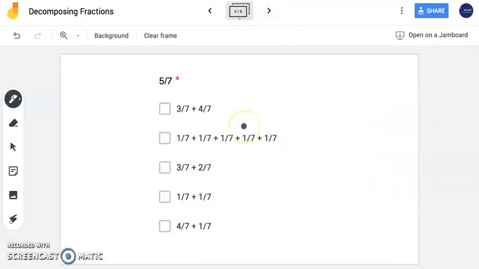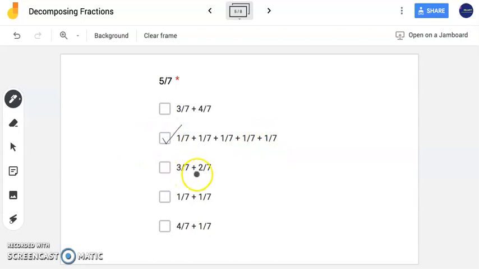Now in this problem here, you have 5/7. Your task today is to figure out which other expressions represent 5/7. Now I notice here there's boxes, which is telling me there's going to be more than one answer. So we're going to go through each of these expressions and see if it equals 5/7. So here we have 3/7 plus 4/7, which is 7/7, so that can't be. But here I notice all my denominators are the same, so I can just add my numerators. 1 plus 1 is 2, 2 plus 1 is 3, 3 plus 1 is 4, 4 plus 1 is 5, which gives me 5/7.